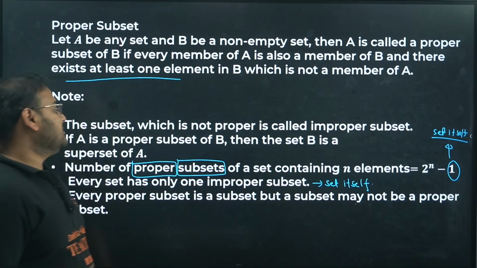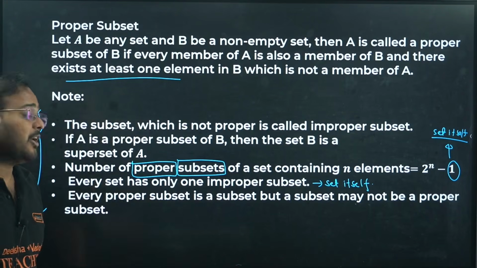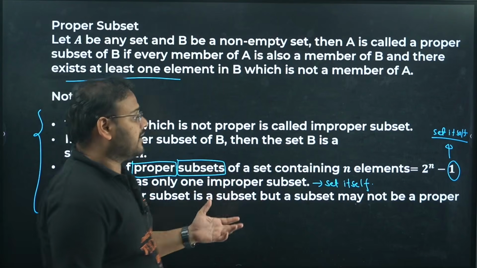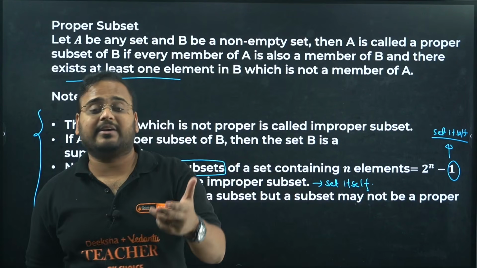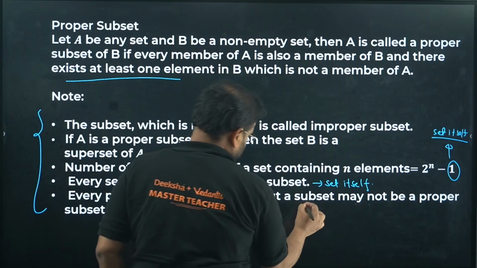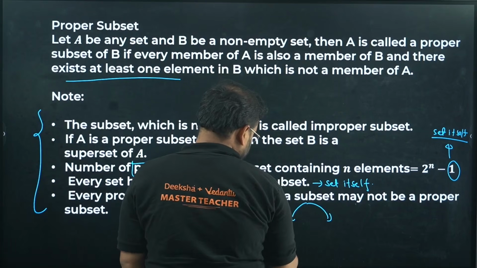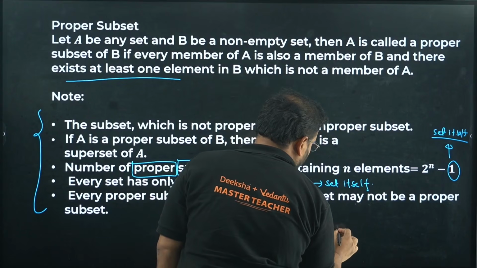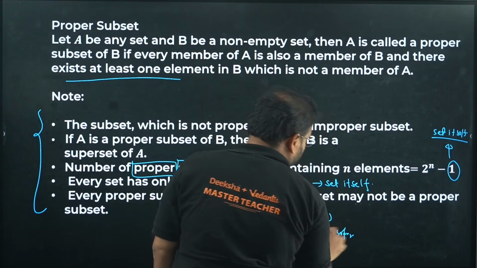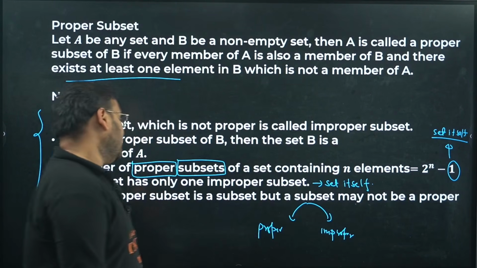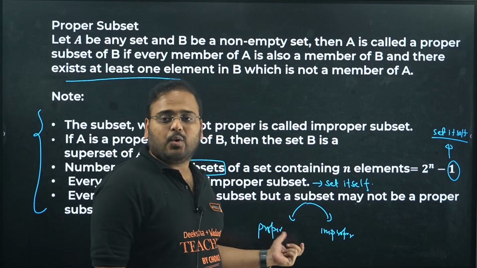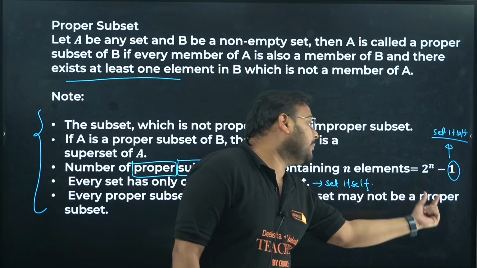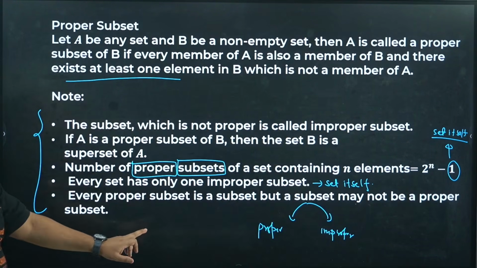Every proper subset is a subset, but every subset may or may not be a proper subset, of course, right? It can also be, because a subset has two branches, proper and improper. Every proper subset is a subset. But will every subset be a proper subset? No, some of it might be improper also. That's why a subset may or may not be a proper subset. I hope this is clear.